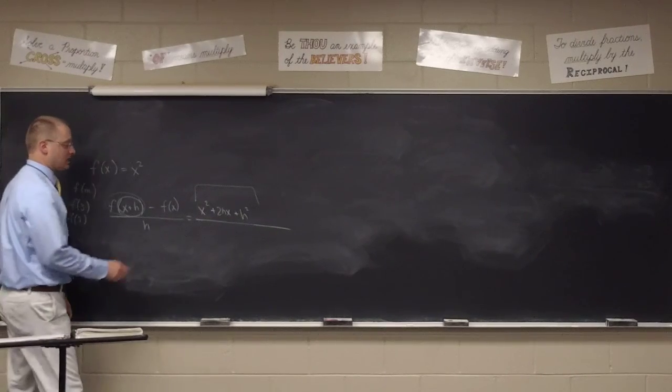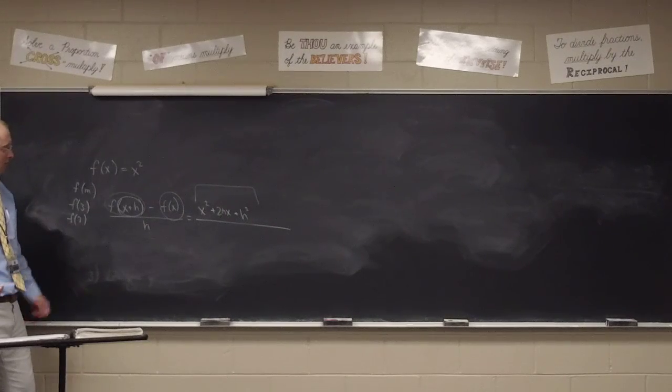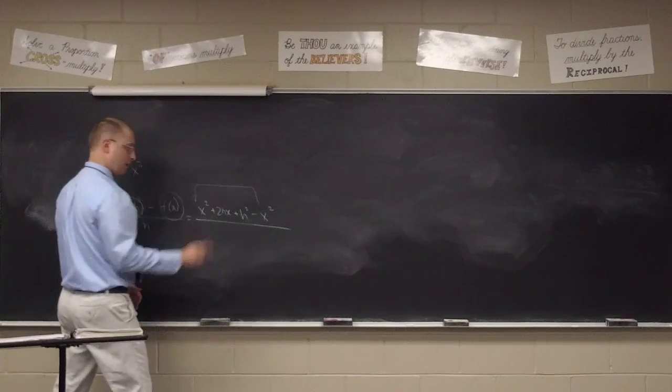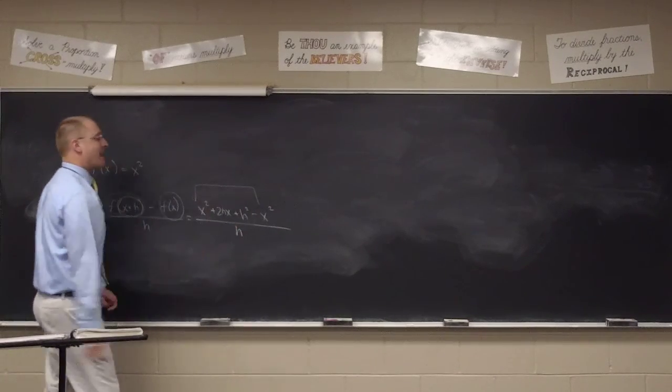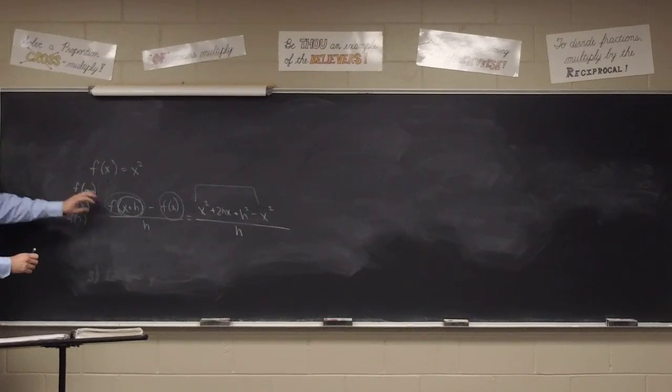The next part's actually really easy. It just says f of x. Well, what is f of x? X squared. So minus x squared all over h. And now we can just let algebra take over. So there's that initial step of the algebra of the function notation. And now we just roll with it.